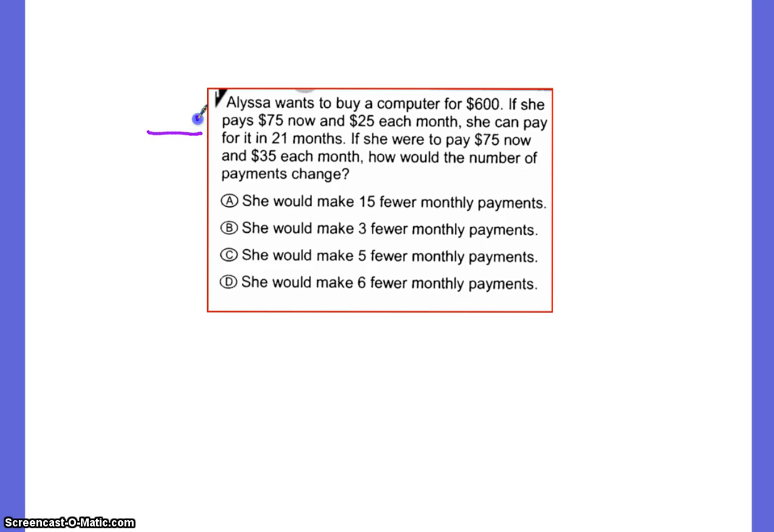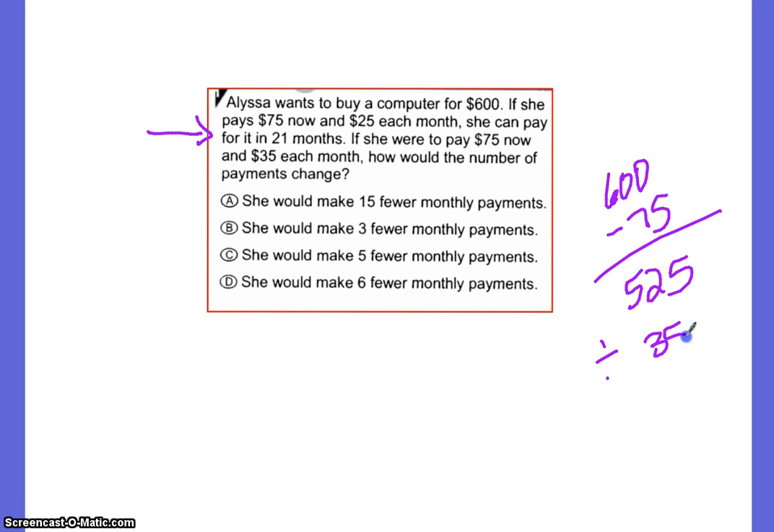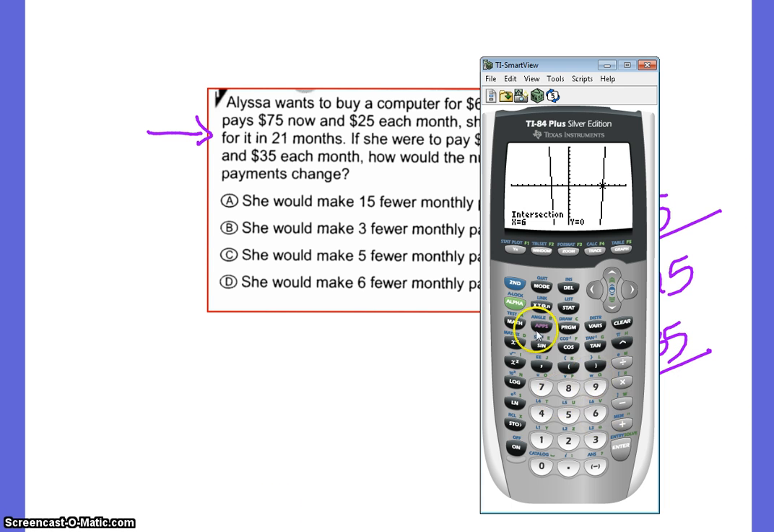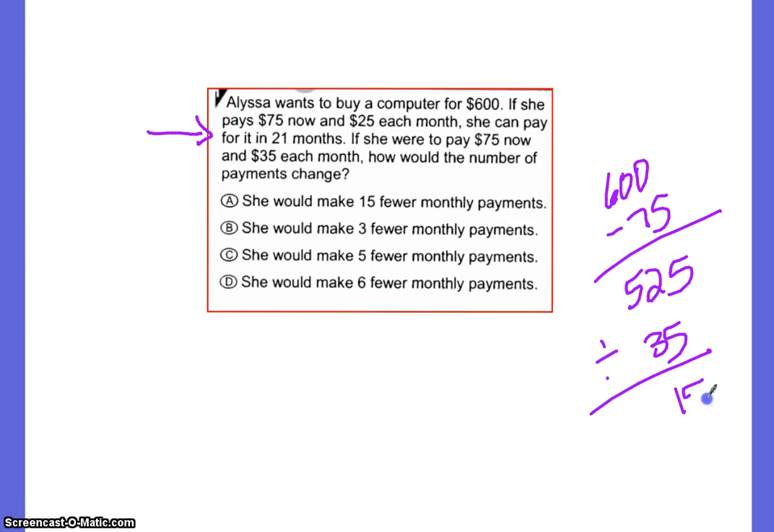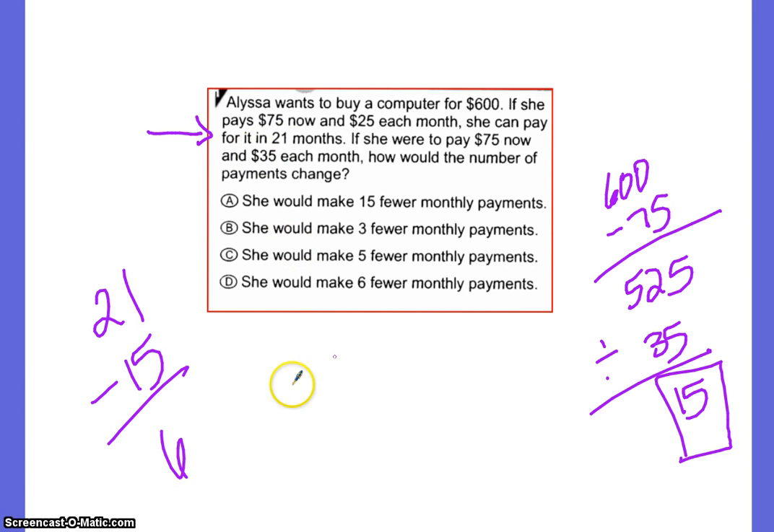Okay, well, we look at the first one and we already know that the payments will be 21. So let's look at the other. If it's 600 and we pay 75 now, 600 minus 75 is 525. And then we're going to pay $35 each month. We would need to divide by 35. So 525 divided by 35 is 15. So it would be 15 months this way. So 21 minus 15 is 6. She's going to make 6 fewer payments.